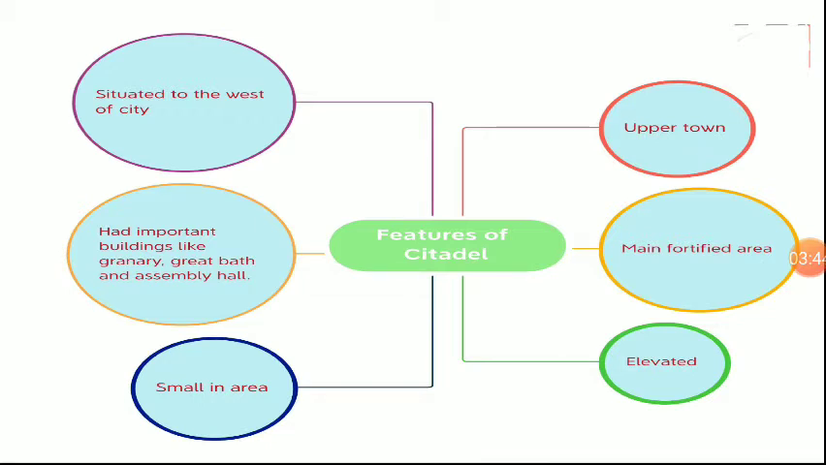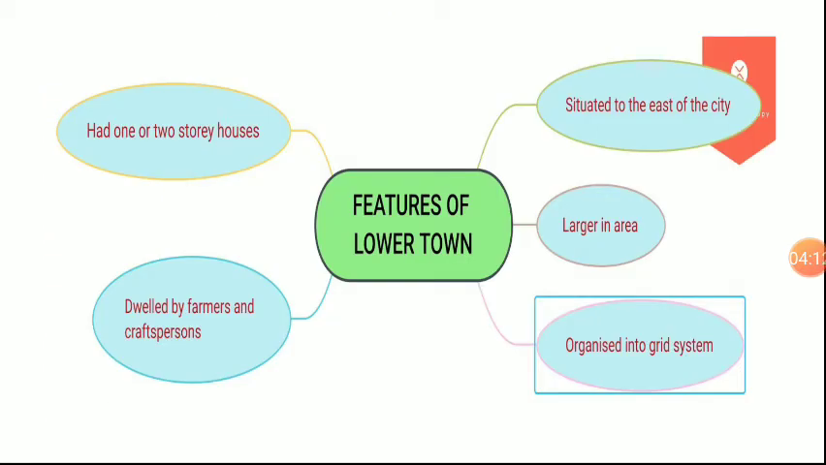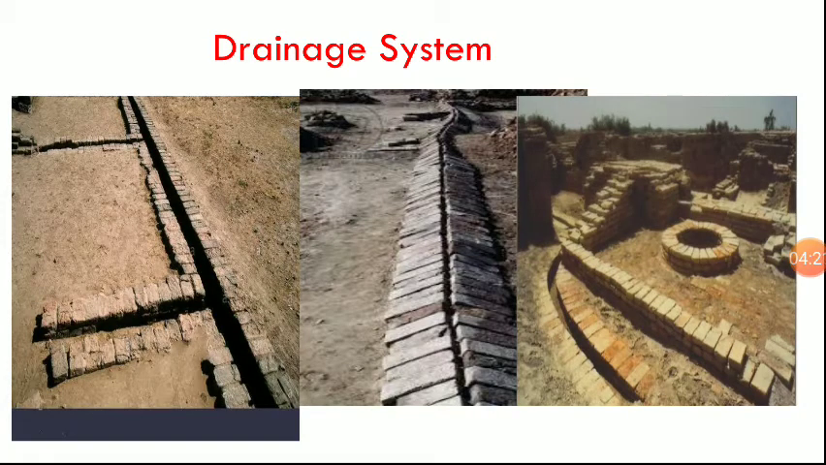Citadel was small in area and had important buildings like granary, great bath and assembly hall. It was situated to the west of the city and was built on the high platform. To the east of the city was the lower town, which was the hub of residential area. Very important to note that both of them were surrounded by the massive brick walls. The lower town was inhabited by the farmers and the craft person. The streets were straight and cut each other at right angles.